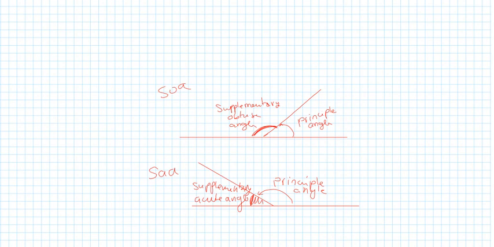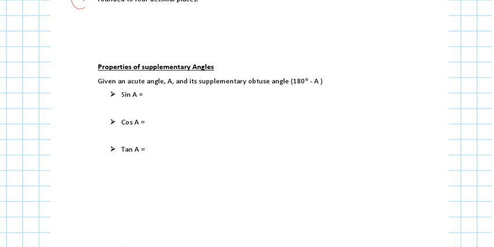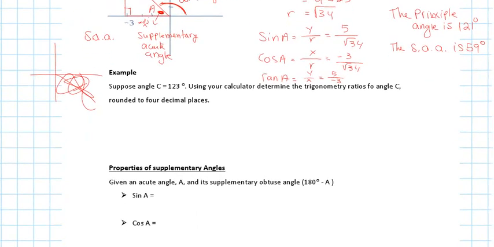All right. So what I'm going to ask you guys to do is example 1. Suppose angle C is 123 degrees. Using your calculator, determine the trig ratio for angle C, rounded to 4 decimal places. So what are the trig ratios? Sine, cosine, and tan. Okay, so do that.